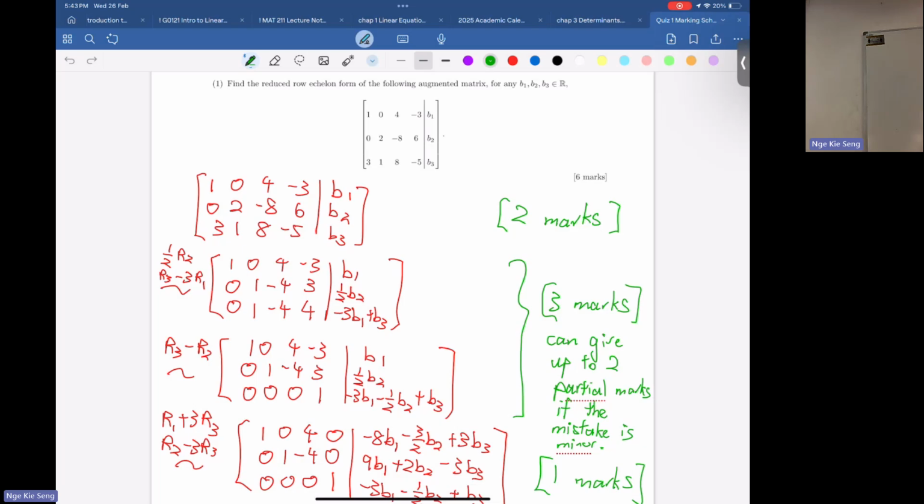So as I promised you, for a final answer only, 1 mark. If you manage to reduce to the right REF, and only this part is wrong, I deduct 1 only. And then the steps depend on which part you go wrong. If you go wrong too early, then you will get less. If you go wrong in the last few steps, then you'll get a bit more.